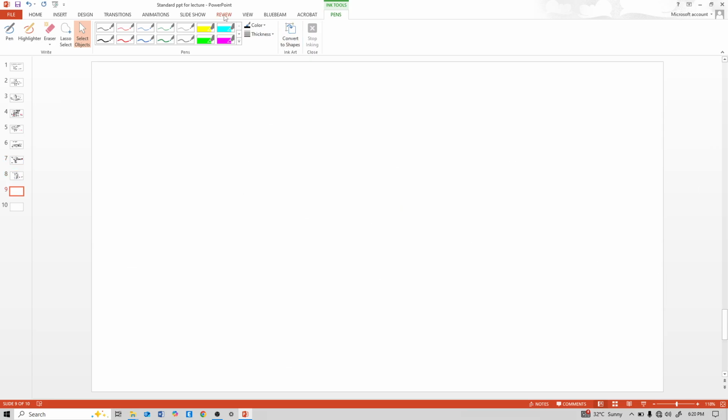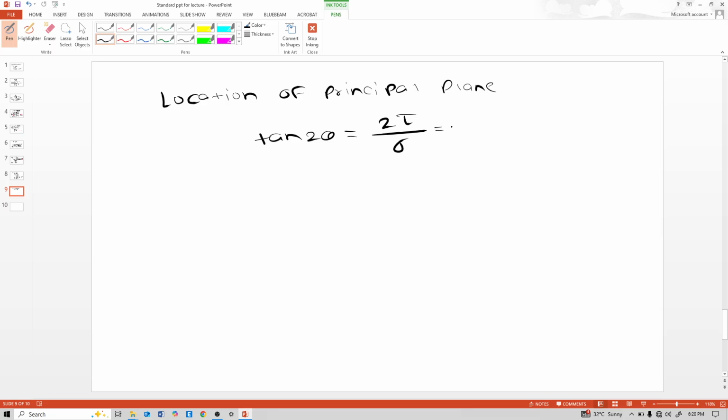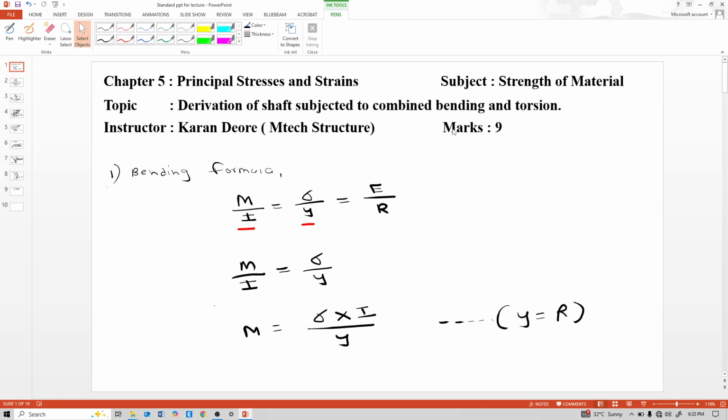Now one more equation to remember: location of the principal plane. Tan 2 theta is equal to 2 tau by sigma, and this is nothing but T by M. In this equation, remember, T is torque and M is moment. By this, our derivation of a shaft subjected to combined bending and torsion is completed.